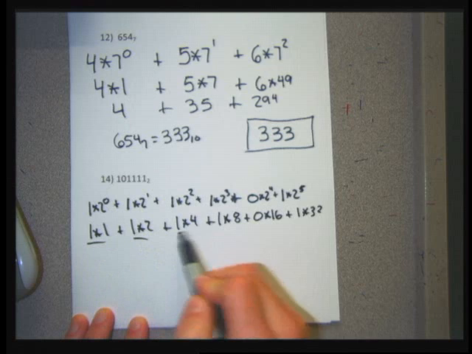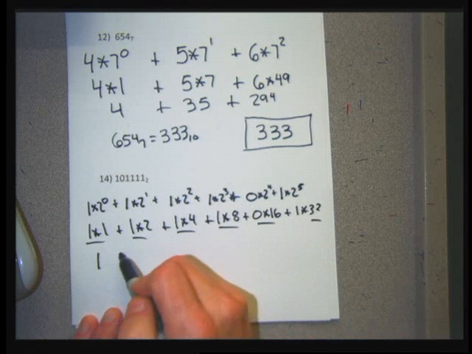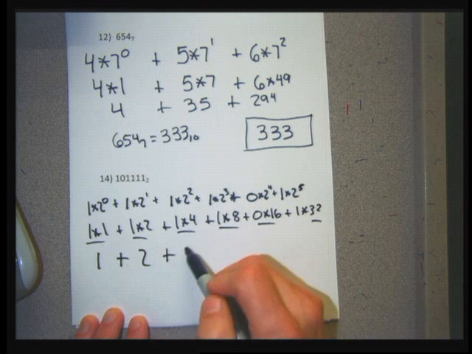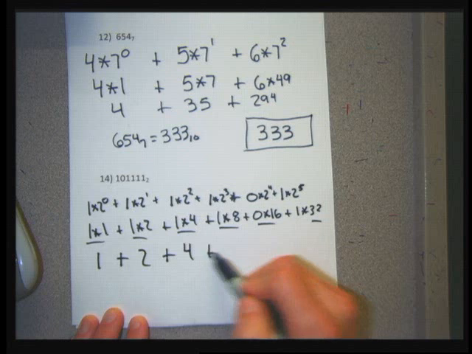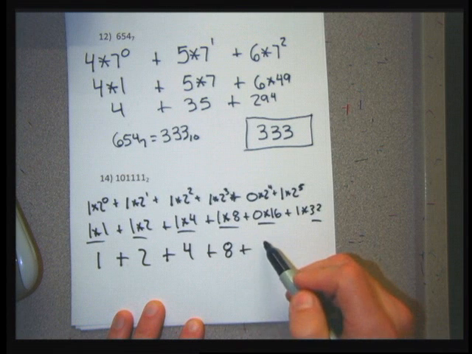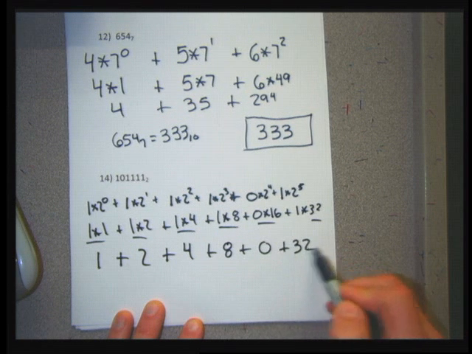And then after I do the exponents, I do the multiplications. First multiplication, 1 times 1 is 1. Second multiplication, 1 times 2 is 2. Third multiplication, 1 times 4 is 4. Fourth multiplication, 1 times 8 is 8. Next multiplication, 0 times 16 is 0. Last multiplication, 1 times 32 is 32.